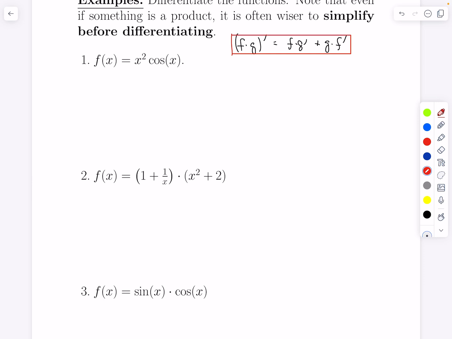So this is our rule. And now we do it, your turn, yeah? So we set it up as a mnemonic. Here comes f, and here comes f prime. You should know those derivatives, yeah? Here comes g, and here comes g prime. And then we multiply across, and then add. Okay, try these three on your own. Pause the recording, try these on your own, and then we compare.